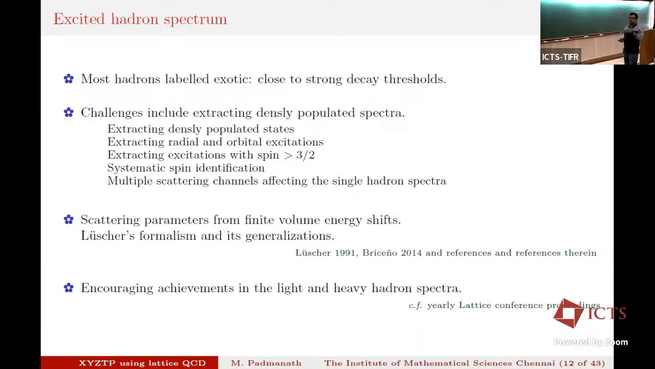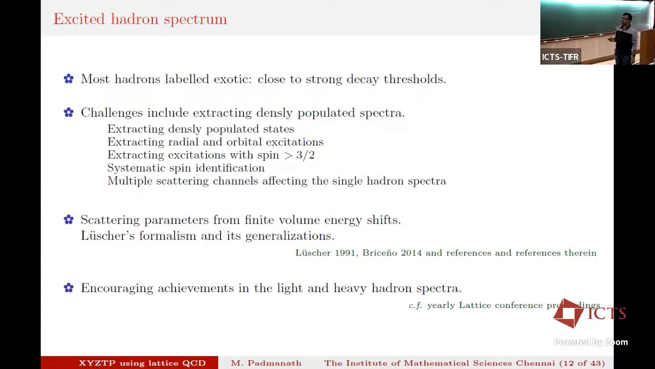The challenge when you want to scan higher and higher energy ranges is that there are lots of states in the higher energy range. So we have to really scan a densely populated region of energy. There could be radial excitations, there could be orbital excitations. We will also have to deal with higher spins. This is actually a quite difficult problem. On top of this, on the lattice, we don't have the full O(3) symmetry. We have some reduced symmetry, so spin identification also becomes quite complicated. Let me not go into the details of this part.